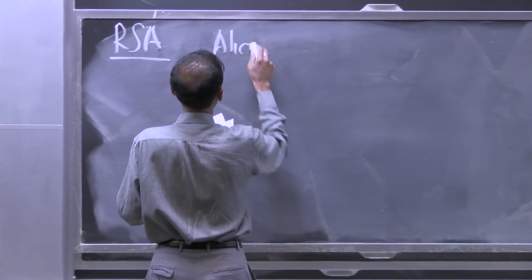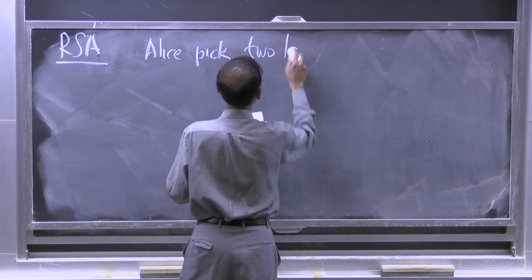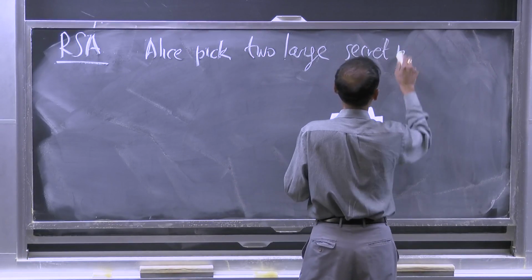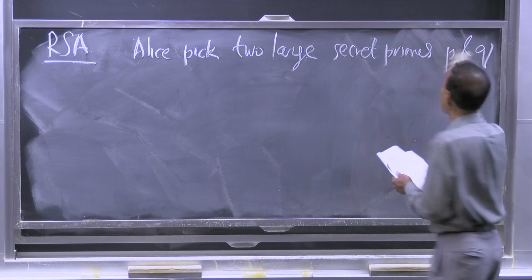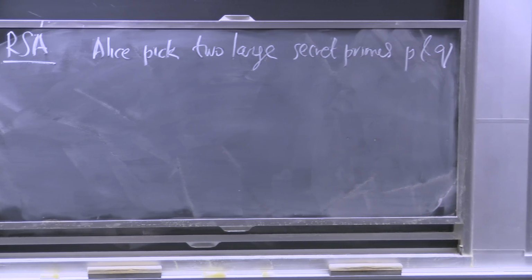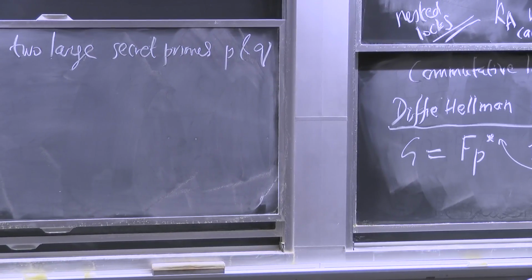Alice is going to pick two large secret primes, P and Q. So what I'm going to describe here are Alice generating her public key and her private key. She's going to then publish her public key and keep her private key secret.